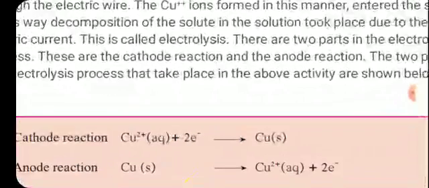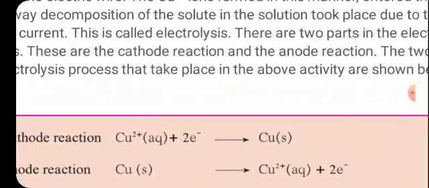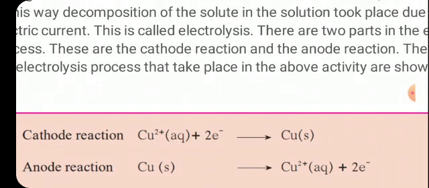Cathode reaction, Cu2+ aqueous plus 2 electrons gives copper solid, means at cathode copper atoms are deposited. Anode reaction, from anode copper 2 plus ions are entering into the solution and electrons are sent to the battery and the current is made to flow.